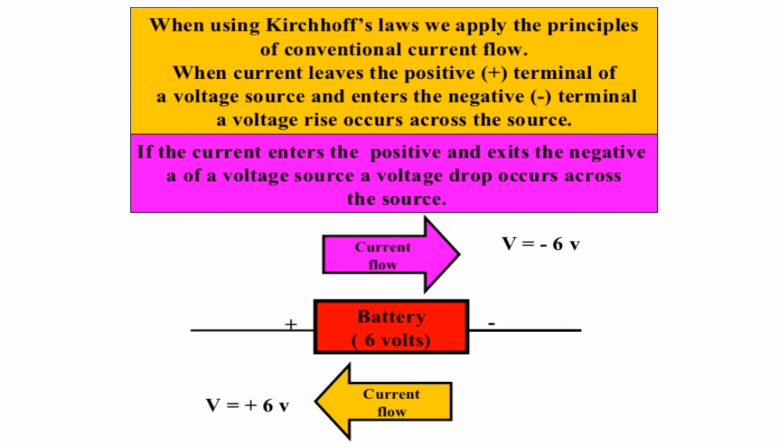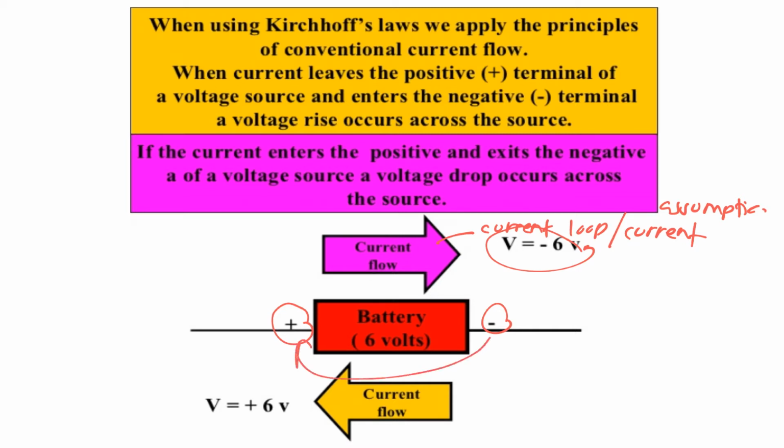For this one, I already explained: when it comes to the battery, we look only at the current flow, which is the current loop, or the assumption current. If the assumption current moves from positive to negative between the terminals, you get negative voltage. If your current flow, the current assumption, moves from negative to positive, you get positive voltage.